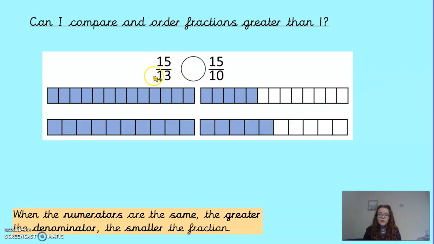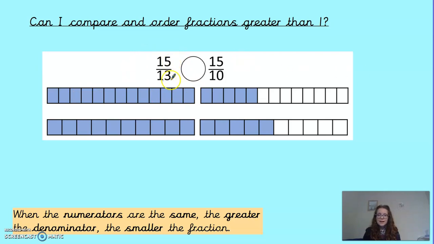Okay, so this is 15/13 here, and I've put all of my wholes into 13 parts, and I've coloured in 15 of them. And here I've split it into tens because that's my denominator, and I've coloured in 15 of them again because my parts are smaller. Even though I've got the same amount of parts, this one here, 15/13 is going to be smaller than 15/10.